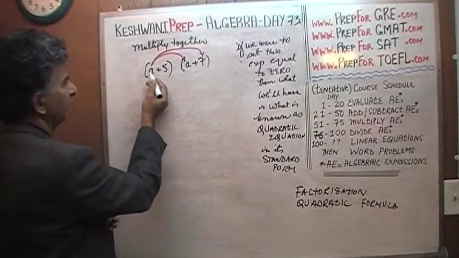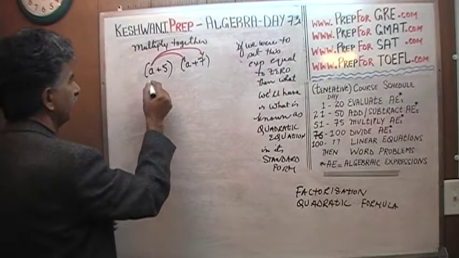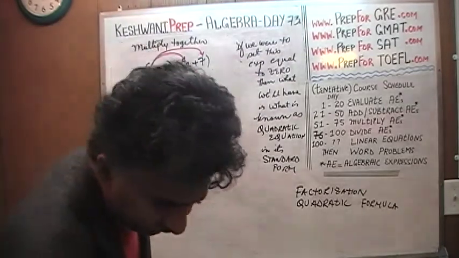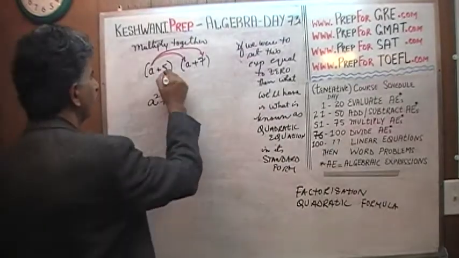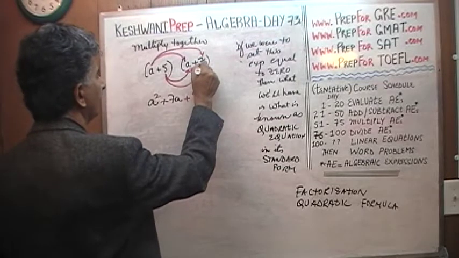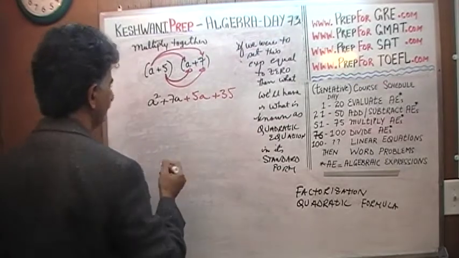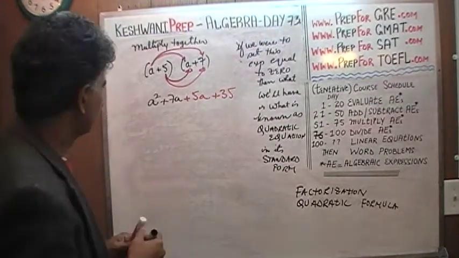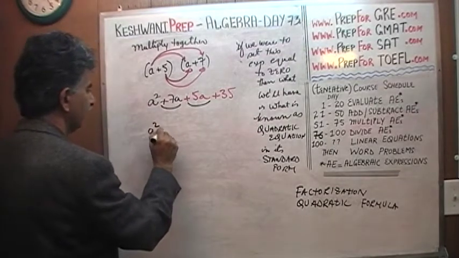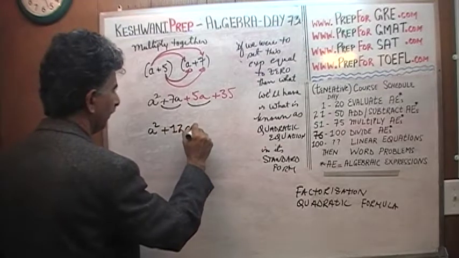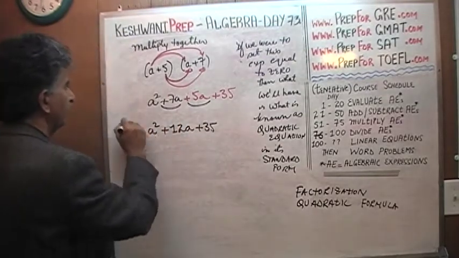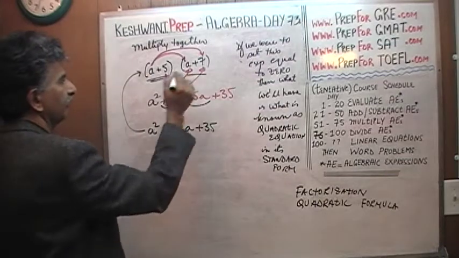So we go from outside here. A times A is A squared. A times 7 is 7A. And then now we take care of the 5. 5 times A is 5A, and 5 times 7 is 35. Voila. Now we have to combine the like terms. The like terms are 7A and 5A. So we have to combine them together. A squared plus 12A plus 35. Here's the expression that results from multiplying these two expressions.